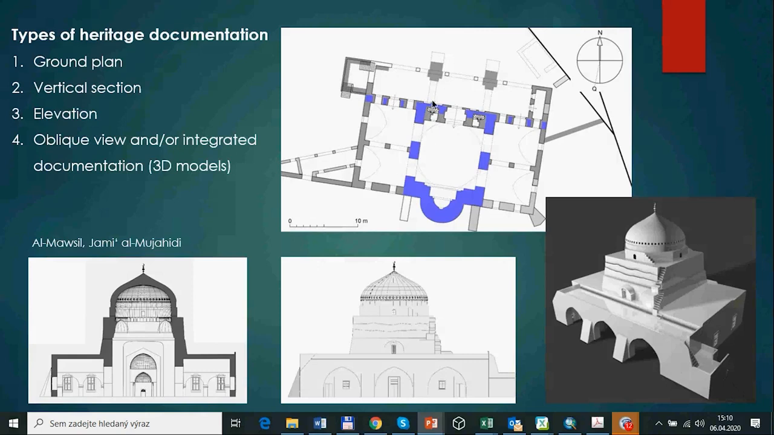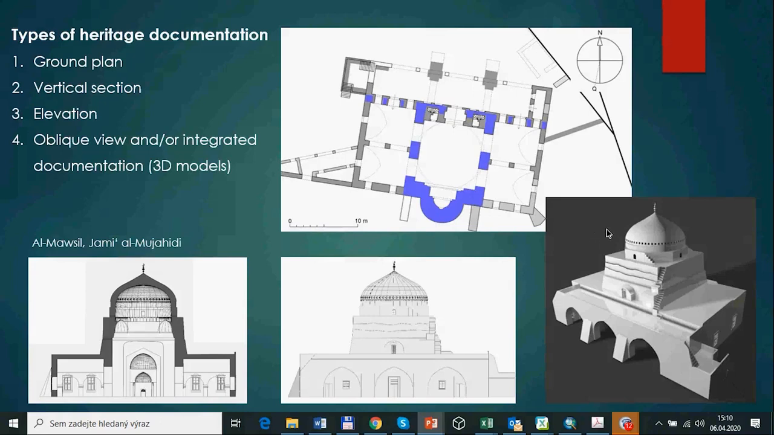You can compare two documentations, two floor plans of one building, one Czech monastery. One was made by a not very educated architect, and the second one was made by an architectural historian. So you can see the difference. It's a striking difference, which in the case of the first plan doesn't make this type of documentation usable for us.